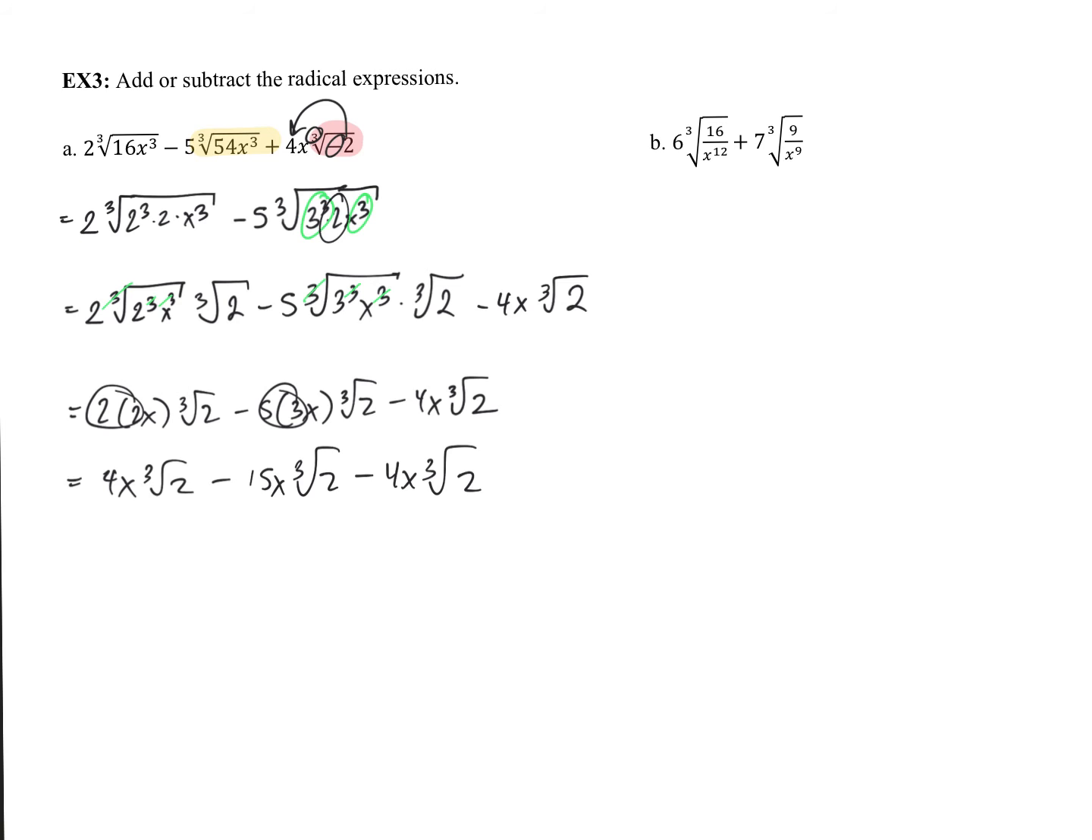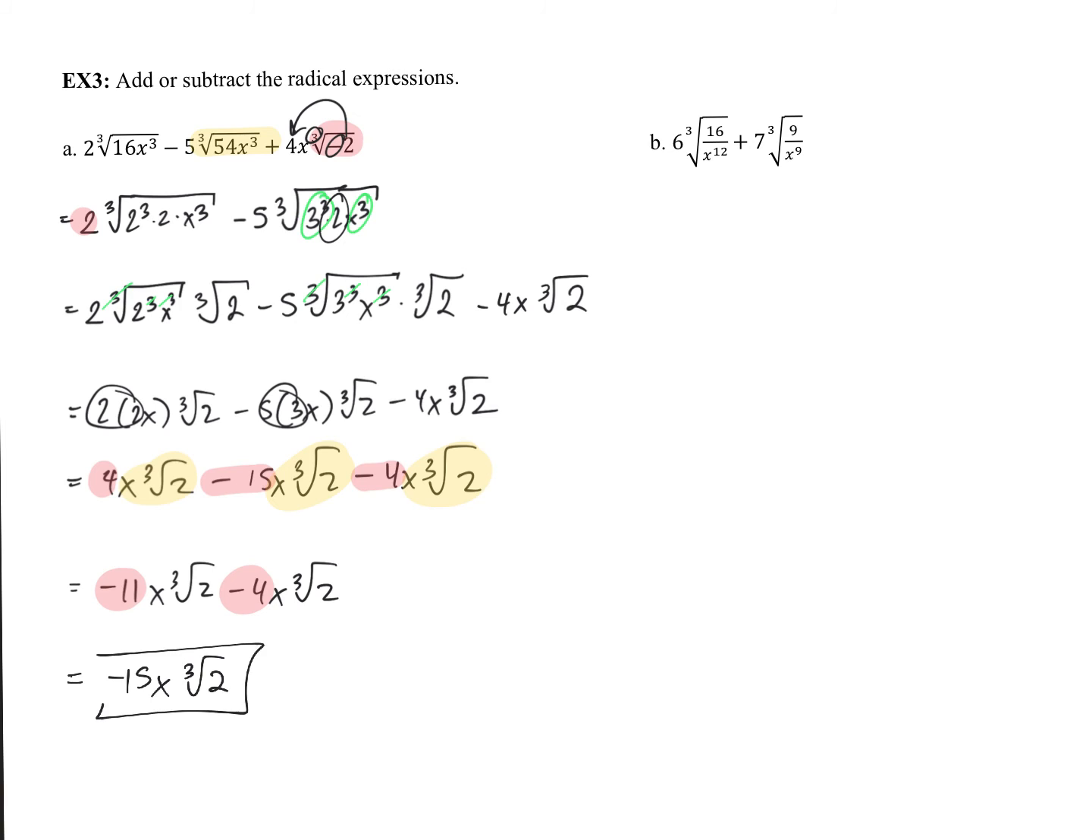Okay, are these like terms, and can I simplify? What do you think? They are. There's an x cube root of 2, x cube root of 2, and x cube root of 2. They're all like terms, which means I'll go ahead and just add up the numbers in front. So we have a 4, a negative 15, and a negative 4. So 4 and the negative 15 would be negative 11 x cube root of 2. Still have that negative 4 to work with. Then we can add up the negative 4 and the negative 11. And what do we get? Negative 15 x cube root of 2, and we're done.